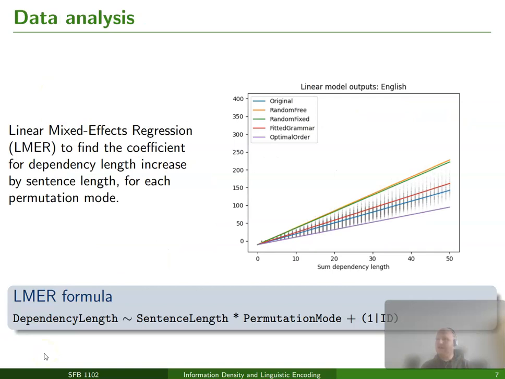And this is how we get the rate of dependency length increase. We use a linear mixed effects regression model to find the coefficient for the increase in dependency length as a function of sentence length, with the sentence ID as a random effect. The higher the coefficient, the greater the expected dependency length. We find this for each of the baselines and for the original order, as shown in the graph on the right.